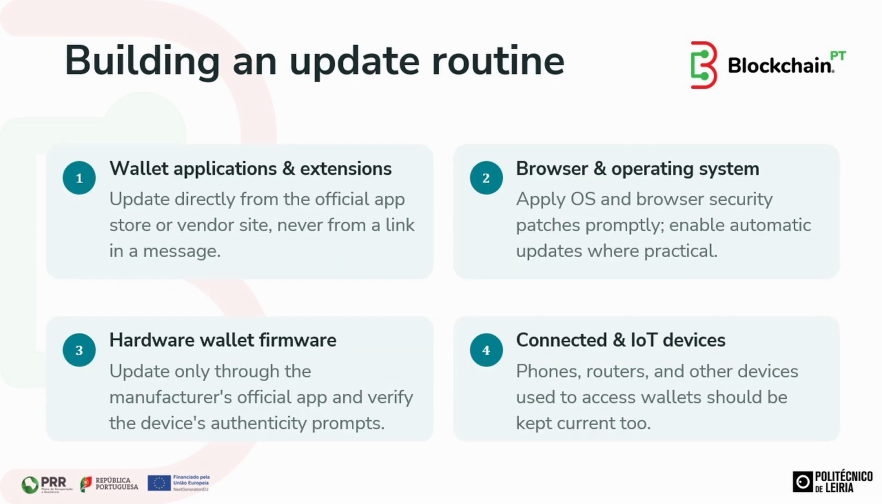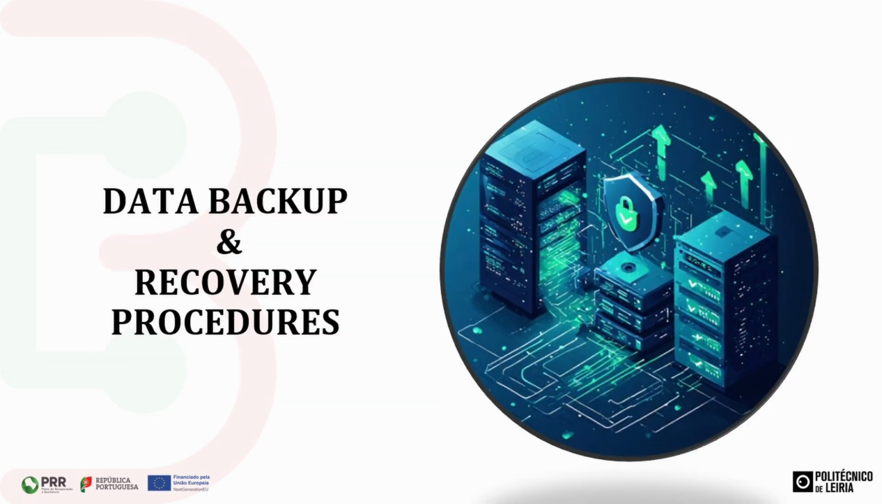Wallet applications and extensions should be updated directly from the official App Store or vendor site, never from links received in malicious messages. One needs to apply OS and browser security patches promptly, enabling automatic updates where practical. Firmware updates should be done only through the manufacturer's official app, validating the device's authenticity prompts. Smartphones, routers, and other devices used to access wallets should be kept current too.